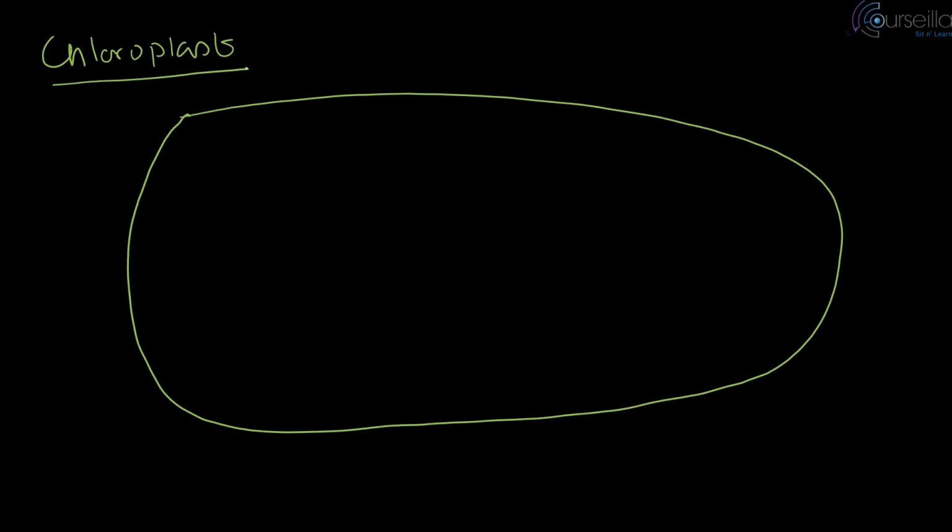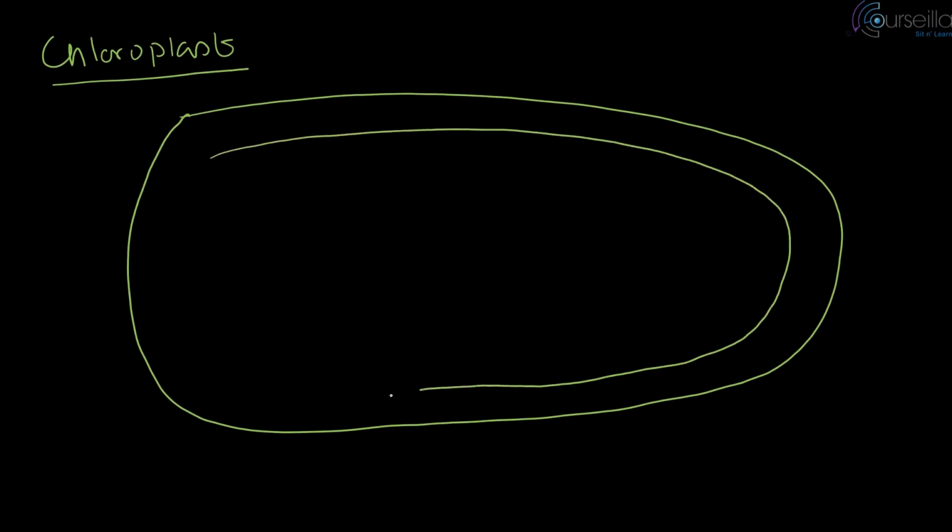Is it a single membrane organelle or a double membrane organelle? So how many membranes will I draw here? 1 or 2? 2. Yes, it's a double membrane, but the inner membrane is not folded like the mitochondria. It is nice and smooth, like I'm drawing here. Okay, so it's a double membrane organelle. Now, what are these?